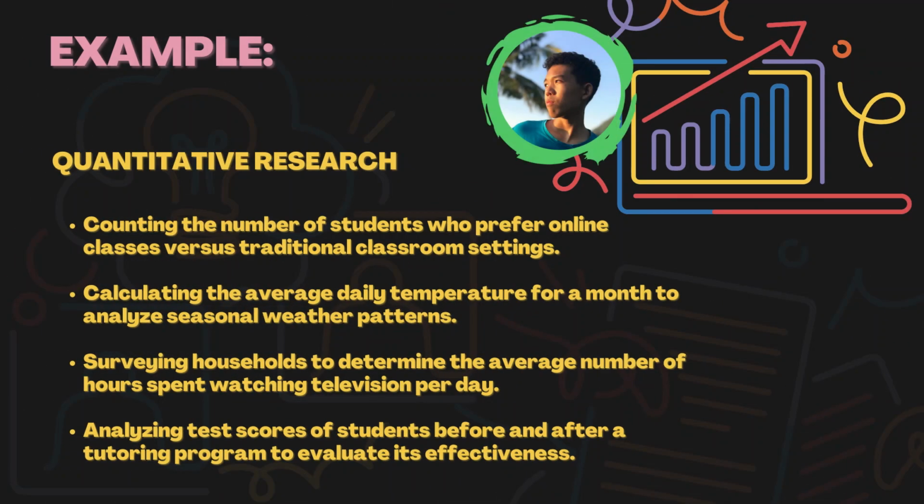Moving on, here we have examples of research topics that are quantitative. A quantitative research may be a topic about counting the number of students who prefer online classes versus traditional classroom settings. This is quantitative because it involves counting the number of students, which is numbers. Another example would be calculating the average daily temperature for a month to analyze seasonal weather patterns. This is quantitative as well because daily temperature is expressed in Celsius or Fahrenheit, so it's considered numeric data.